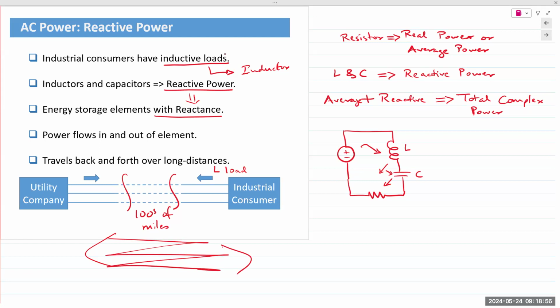Now, when your source is close to the load, that is fine. It's not that much of a problem. If you're building a circuit on your lab bench, it's all right. Not much energy is wasted. But when it's being transmitted over long distances, there is a lot of energy that is going back and forth needlessly.